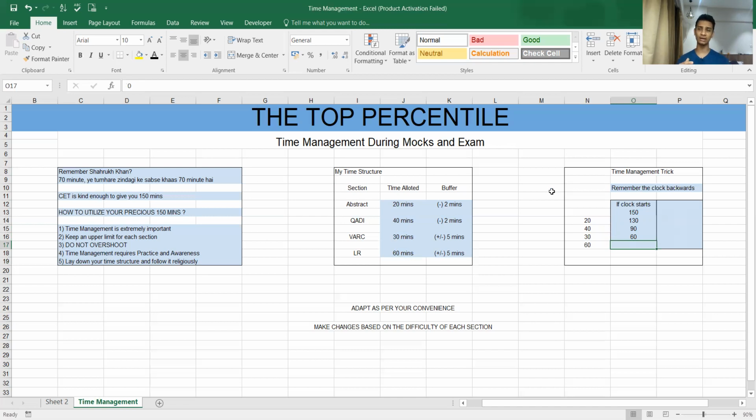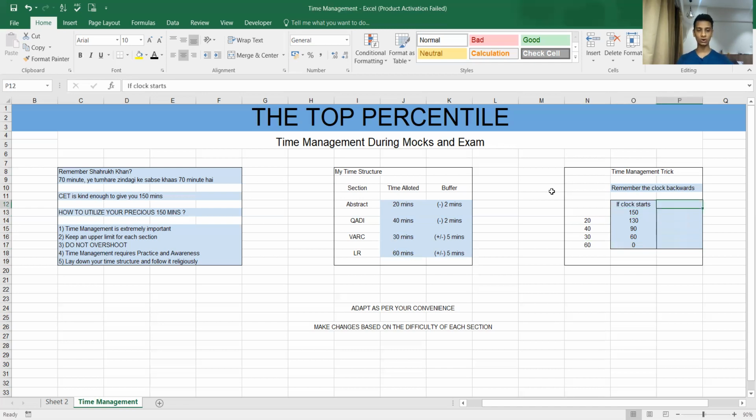If there is something I feel I can solve in those 5 minutes, maybe an abstract, QA, or VRC, or if I'm left to mark some bluffs, I'll do that in those 5 minutes. So that is what my plan would be. I'll try and remember these numbers: 130, 90, 60, and 0. This is what I'll try and remember. But this is in case the clock starts at 150 minutes.